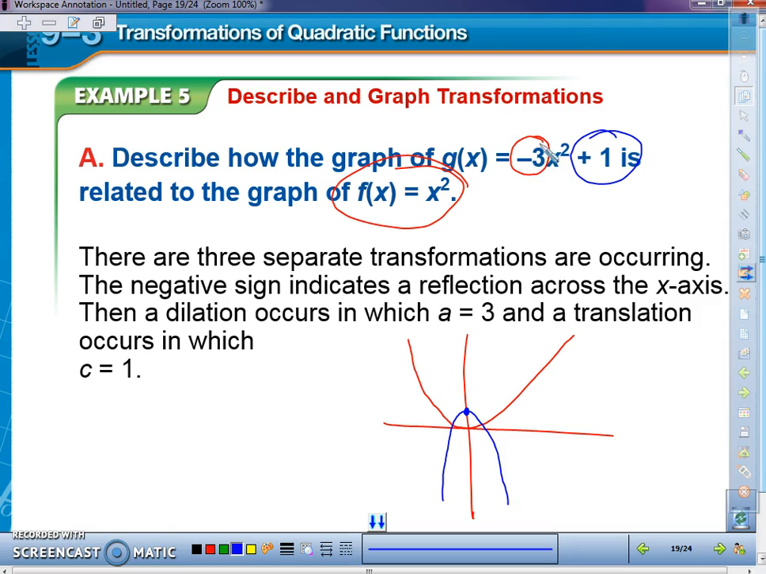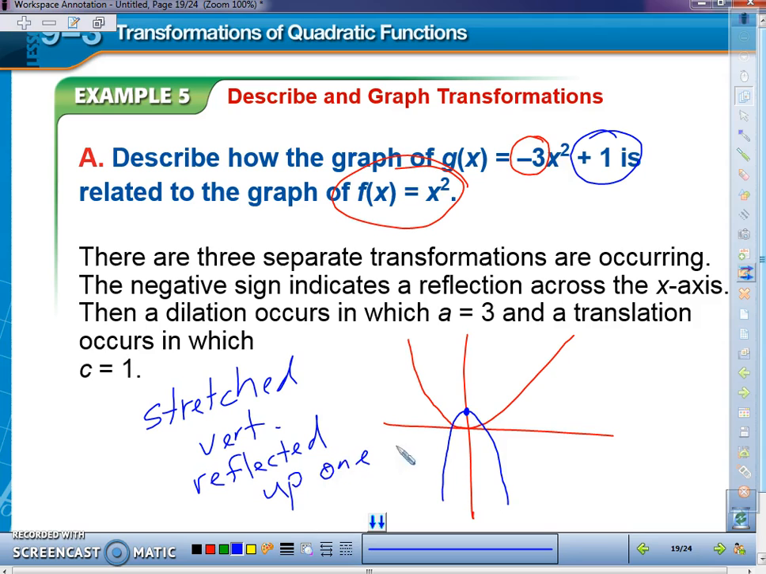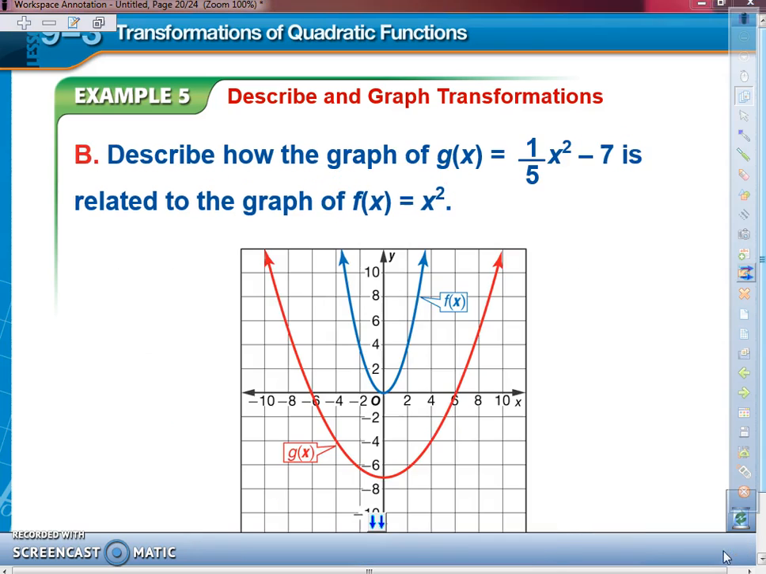And it's going to be a stretch because it's negative 3. Dilation occurs in which A equals 3, and a translation occurs in which C equals 1. So that's what it is. So if I was to say, how does this... It's stretched vertically, and it is reflected, up 1. There you go. Lots of stuff going on to that.